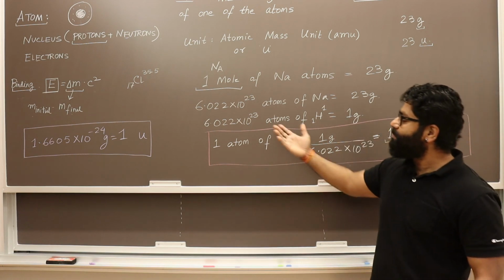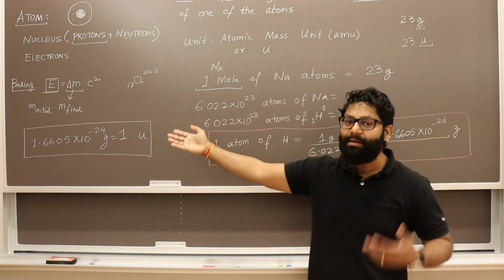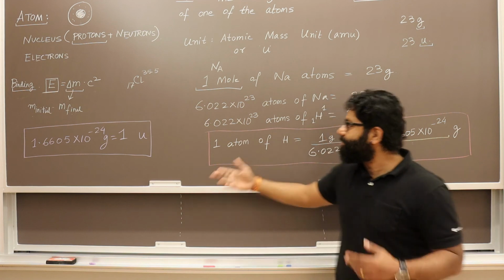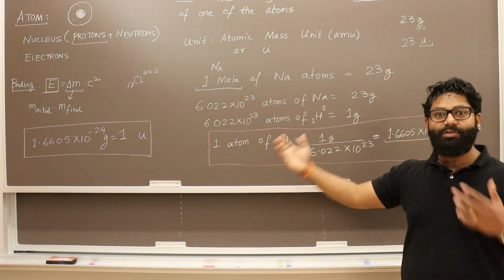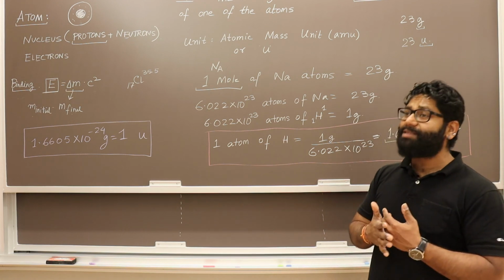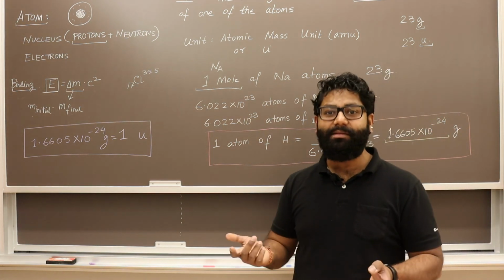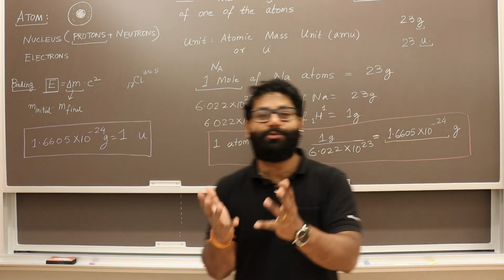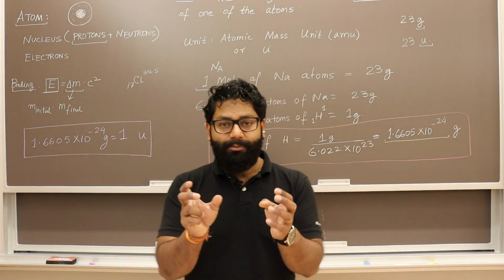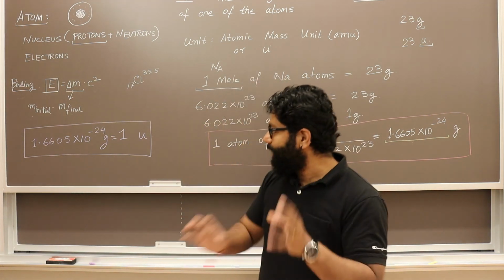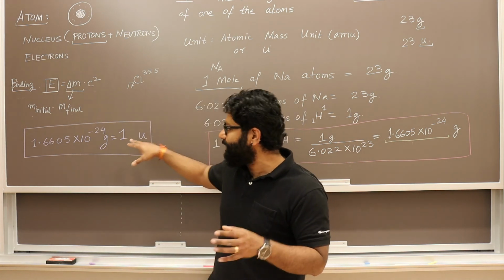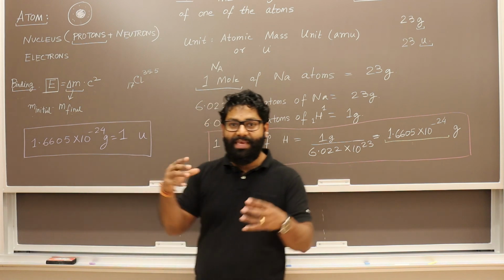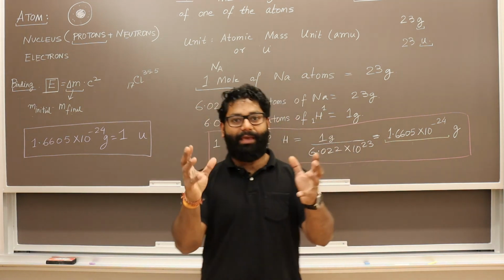So what is the mass of one hydrogen atom? 1 atomic mass unit. What is the mass of one sodium atom? 23 atomic mass units, right? And what is the mass of 1 mole of sodium atoms? 23 grams. So now things become really easy, right? Just by knowing what one atomic mass unit is in grams, we can simplify this whole thing.